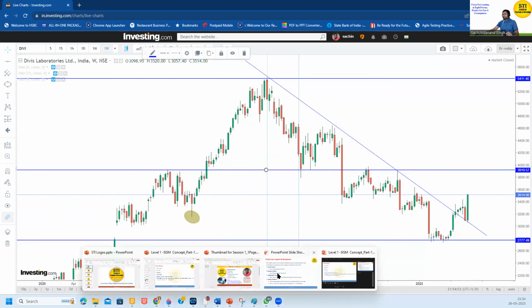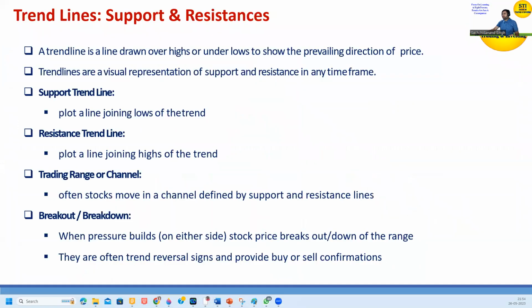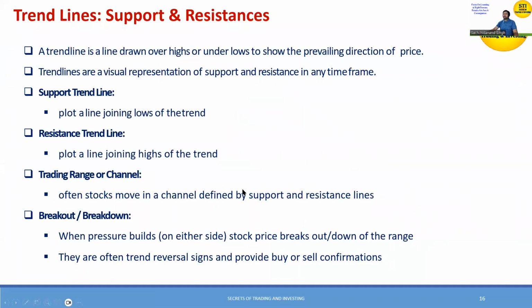Moving further, let us primarily concentrate on the concepts. Whenever we learn the application, it will be much clearer. We discussed support trend line, resistance trend line, and trading range or channel, breakout and breakdown. Support and resistance we learned. A trading range or channel means that often stocks move in a channel defined by the support and resistance.